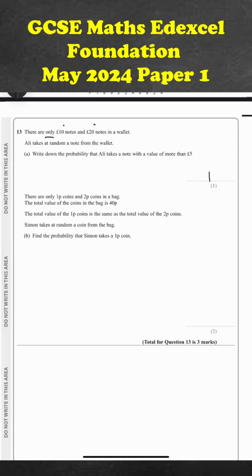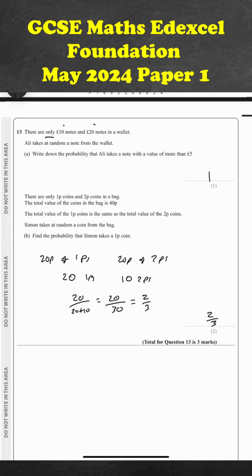There are only 1p coins and 2p coins in a bag. The total value of the coins in the bag is 40p. The total value of the 1p coins is the same as the total value of the 2p coins, so they're both worth 20p then. Simon takes at random a coin from the bag. Find the probability that Simon takes a 1p coin. So we have 20p of 1p's, 20p of 2p's, which means we're going to have 20 1p's and 10 2p's. Probability that Simon takes a 1p coin then is going to be 20 out of 20 plus 10, or 20 out of 30, which is the same as 2/3.